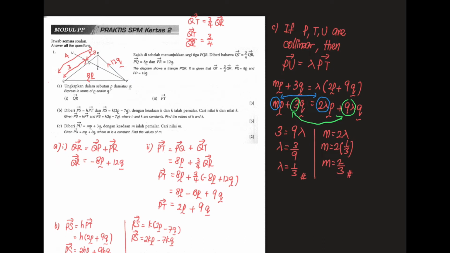Lambda is not what they asked. Lambda is just helping us to find M. So we get M equal to 2 over 3 and we have done the questions. So from here you will realize this paper 2 question is a 10 marks question.